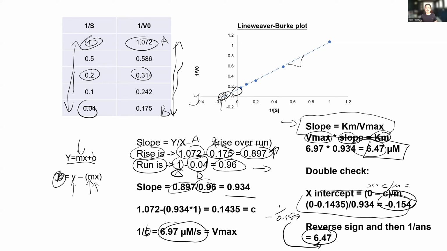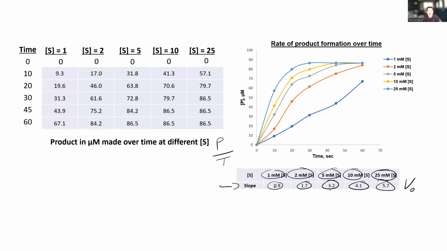So to summarize what we've done, or what we would do if we wanted to do this experimentally, let's say we've been given an enzyme. Let's go back to the beginning.